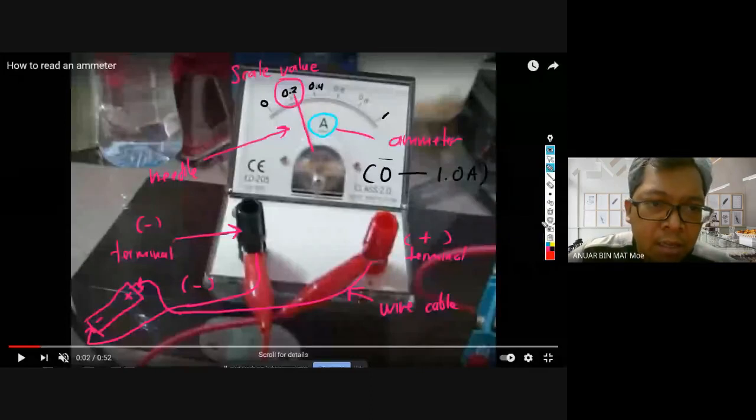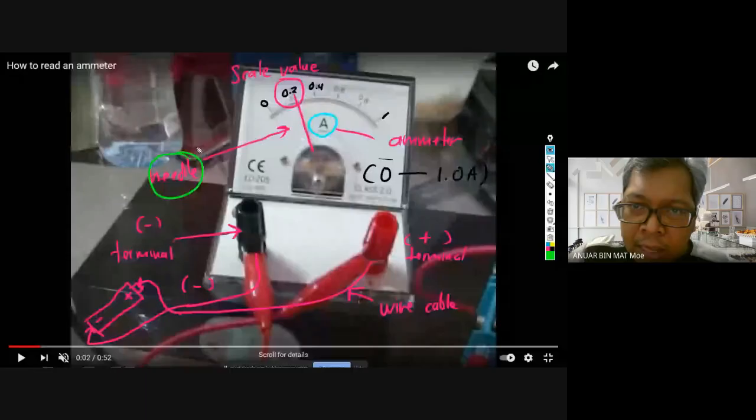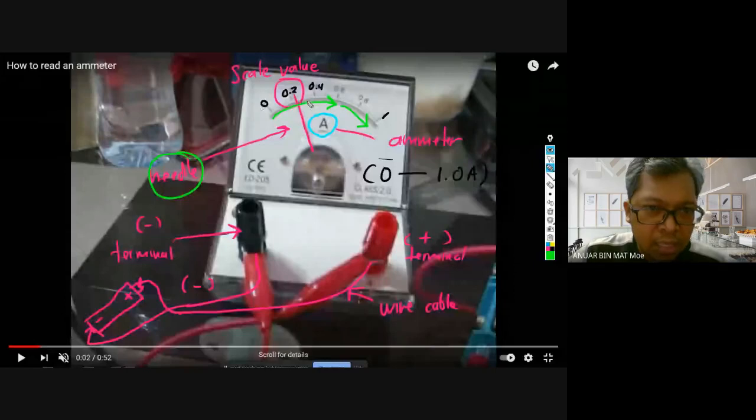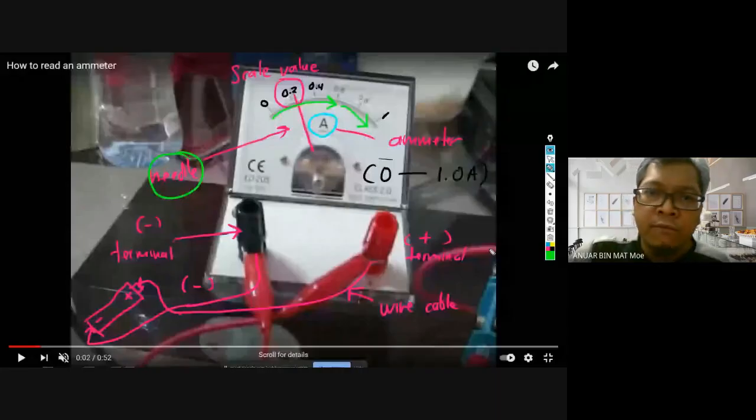Why? Because if the connection is correct, the needle here will deflect from left to right. It will move in this direction, from 0 to 0.2 or 0.4 depending on the current of the battery. If you wrongly connect the negative and positive with the ammeter, the needle will go reverse. It will go down here, maybe to this side. It will go reverse.